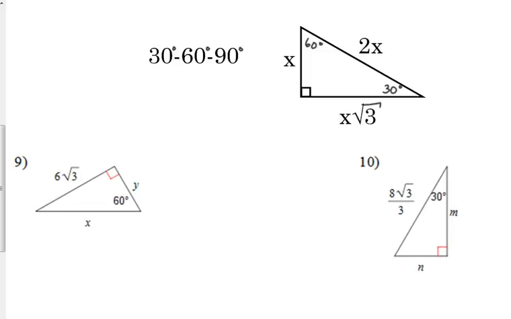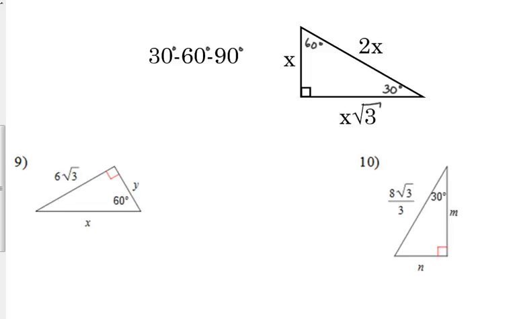But this is the way I always look at it. Okay? 30 degrees is the smallest angle. So the side across from 30 degrees is your x. So say it's 2. Then your hypotenuse is 2 times that length. So if the side across from 30 was 2, the hypotenuse would be 4. And then the side across from 60 is kind of the weird one. You multiply by the square root of 3, so it would be 2 square roots of 3.